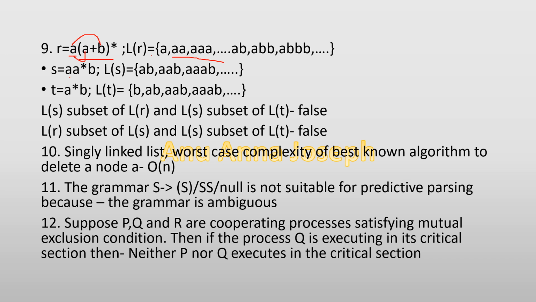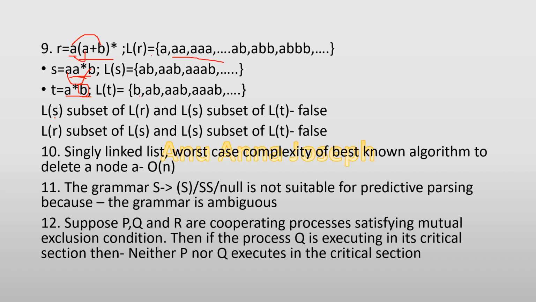The next is S is equal to A star B. So the first thing will be AB. Without this A, next is AAB, AAAB, etc. Next is A star B. So the first string will be B without A. B will without A, that is B. Then with A, AB, AAB, AAAB, etc.